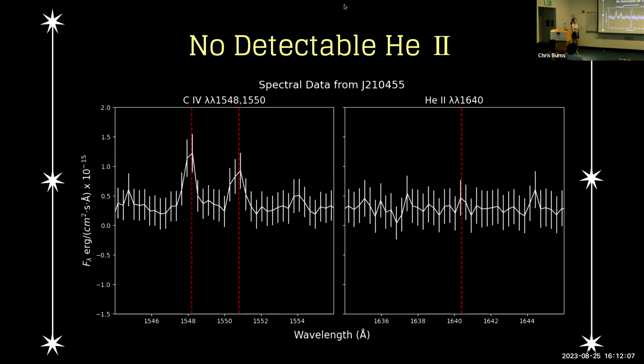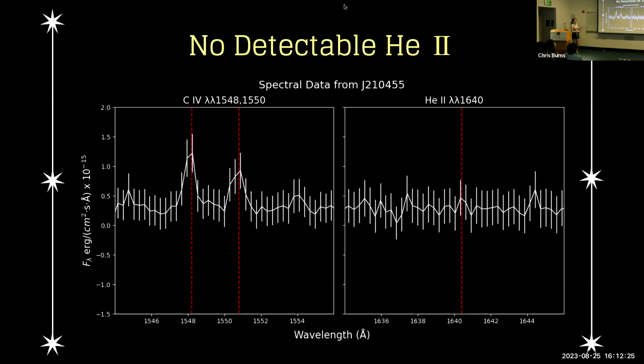So here is an example of the spectra that I received from J210455. And as you can see here, there is a very, very clear carbon-4 doublet where we expect those lines to be, and its amplitude exceeds the continuum level.